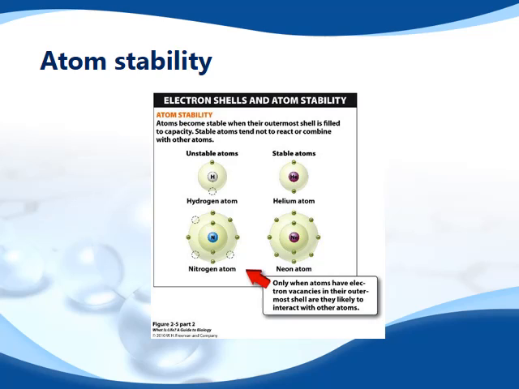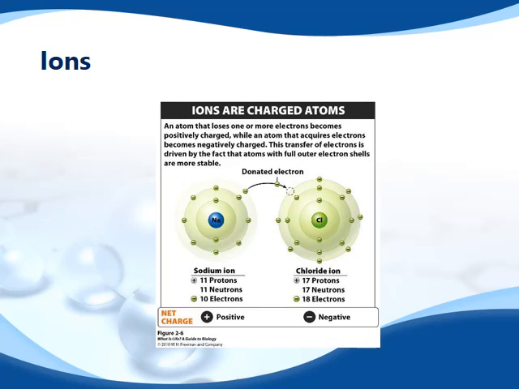Let's look at a more complex atom with 2 electron shells. Remember that we are looking at the outermost electron shell because the first electron shell is always filled to capacity. This nitrogen atom has 3 vacancies. Therefore, it has the potential to react or combine with 3 other atoms. This neon atom is filled to capacity in its outermost shell. Therefore, it is a stable atom and will tend not to react or combine with any other atom.